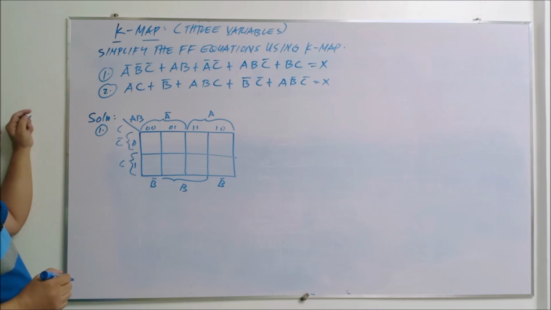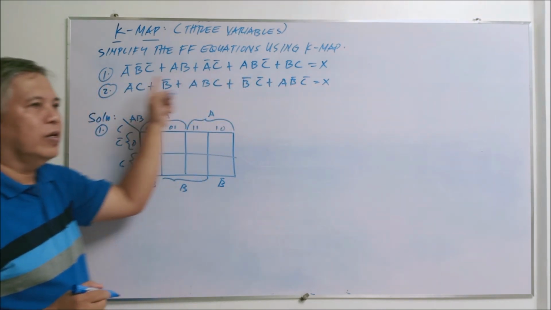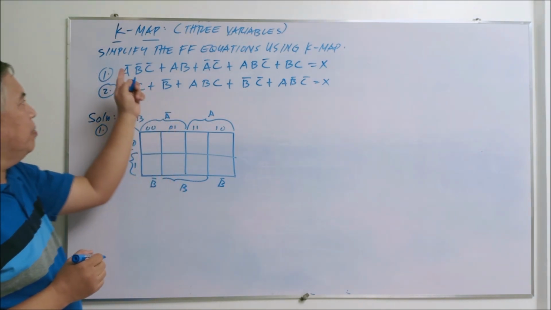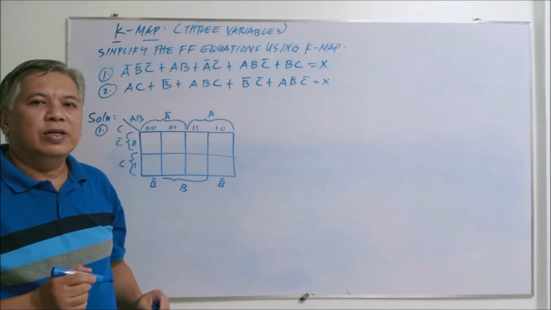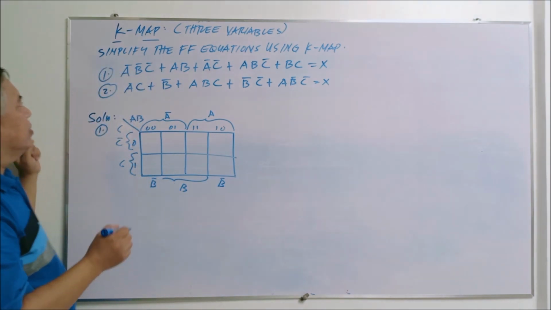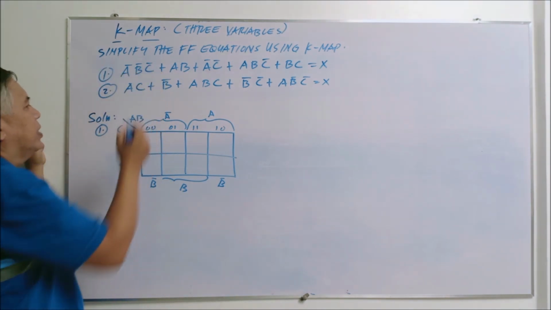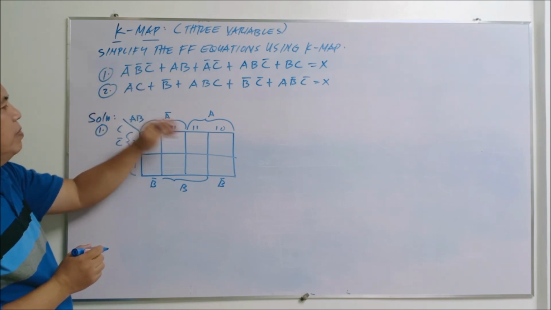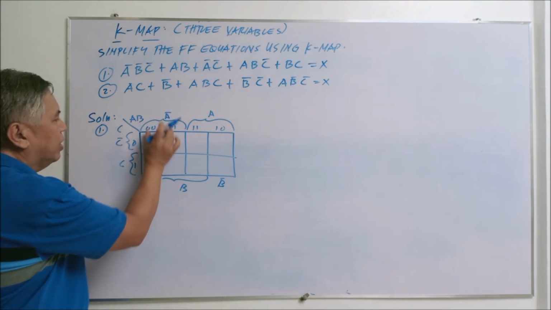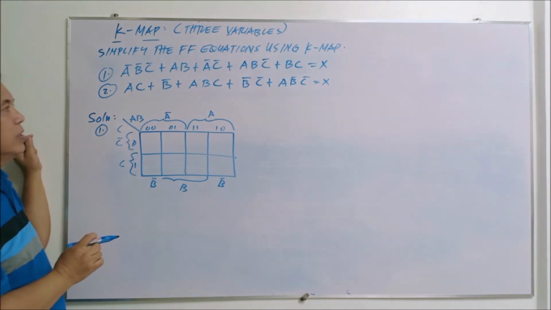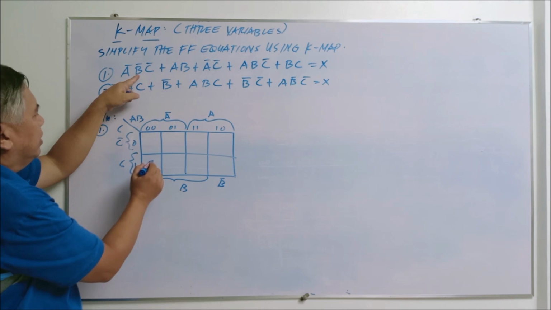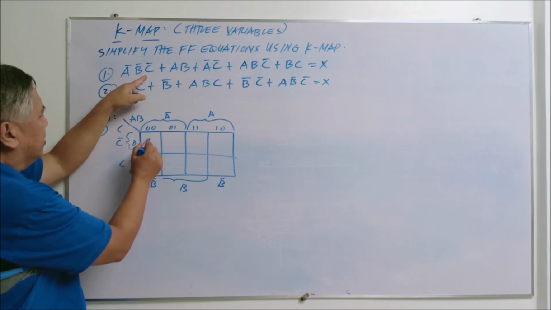So, for solution number 1, we locate this particular equation into our map. Since we are using SOP, whatever is the location of these particular terms will have to be represented by 1. So first is your A bar, B bar, C bar. We locate A bar, B bar, C bar into our map. You have A bar, that means it belongs in these 4 adjacent cells. And then you have B bar, and then C bar, that is this one.